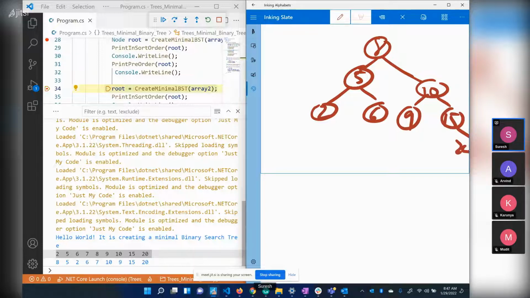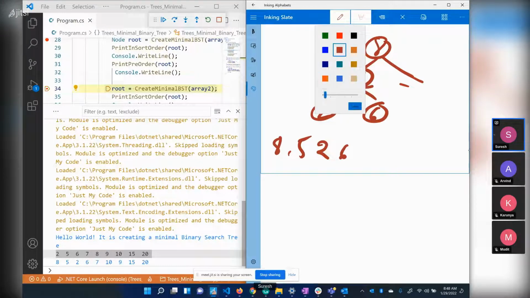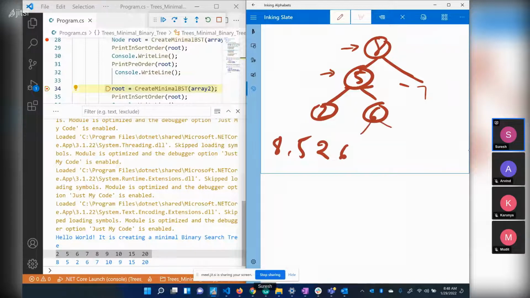Now if you look at the pre-order, it is always root, then left, and then right. So now 8, 5, after 5 you need to calculate 2, and then 6, and then oh, you got the 7. I forgot the 7 here. I think this is how it created. If I reduce a little bit here, 7 is created here.